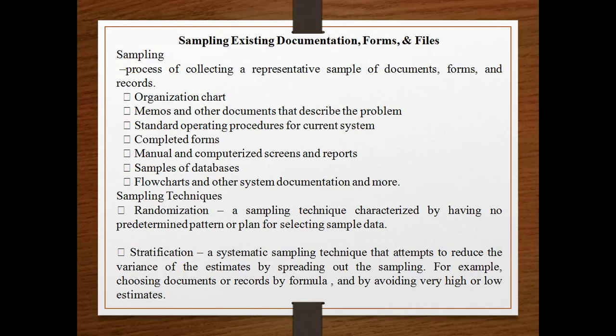And what is the sampling technique? Randomization: you're going to characterize it by having no predetermined pattern or plan for selecting sample data. Stratification: systematic sampling techniques are used to reduce the variance of the estimates by spreading out the sample. For example, choosing documents or records by formula or by avoiding very high or low estimates.